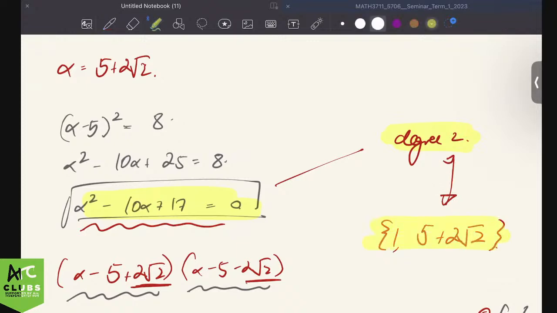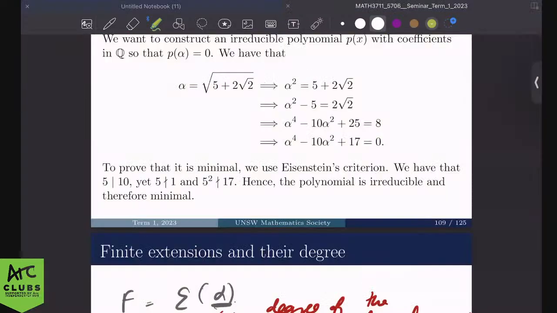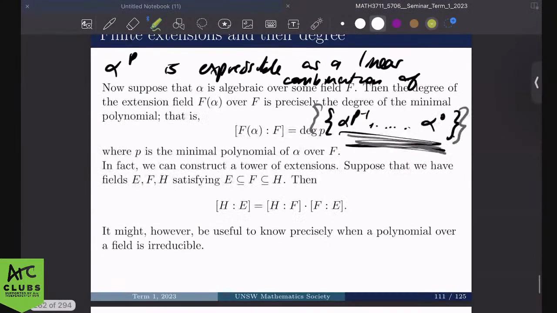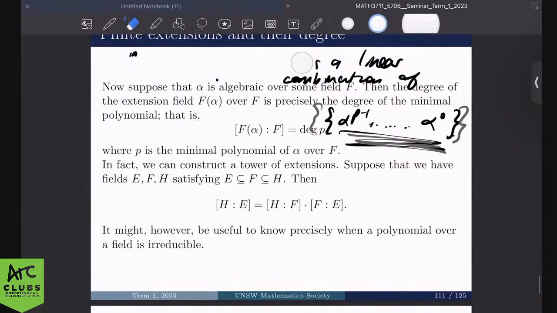Whenever you have any field extension where the minimal polynomial has a finite degree, you can write all of the powers of that number up until the degree minus 1 as a basis for the vector space. Okay? Sweet. Let me just rub this out.